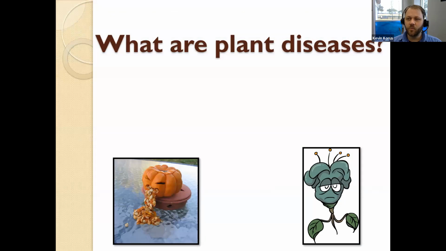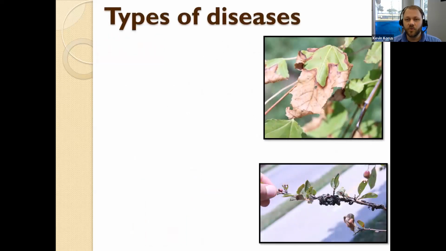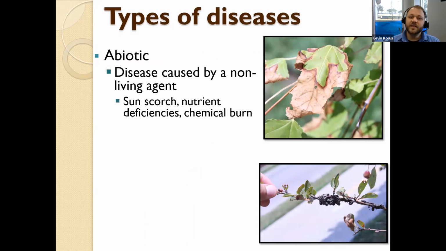And today we're going to talk about what plant diseases are. So when we think of the classic definition of plant disease, it's actually anything that prevents a plant from performing to its maximum potential. So it doesn't have to be a biological agent that causes disease. Abiotic diseases are diseases as well. And what do we mean by that? An abiotic disease is anything that's caused by a non-living agent. So sun scorch, nutrient deficiency, nutrient toxicity, which would be like a chemical burn. Any of those things can actually be considered plant diseases. We just call them abiotic diseases, or abiotic distress disorders is probably more accurate.